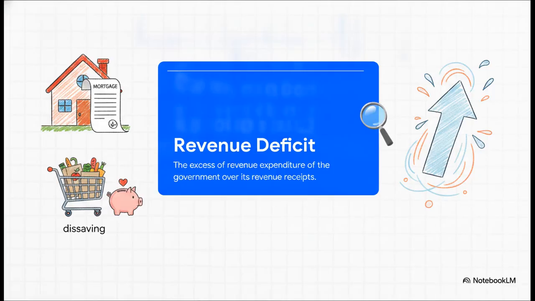Let's examine the cracks in the foundation, starting right off with the revenue deficit. This happens when revenue expenditure exceeds revenue receipts. Put simply, the government is essentially taking out a mortgage just to buy daily groceries. It's dissaving, meaning it's relying on borrowed funds just to cover routine housekeeping. And doing this, it's inherently inflationary.